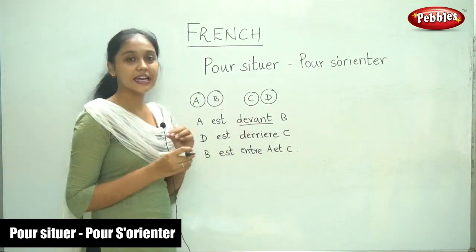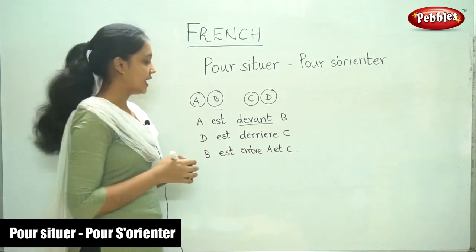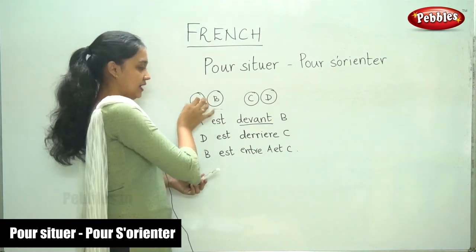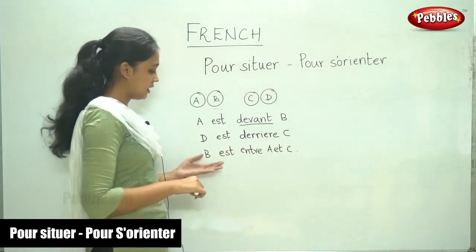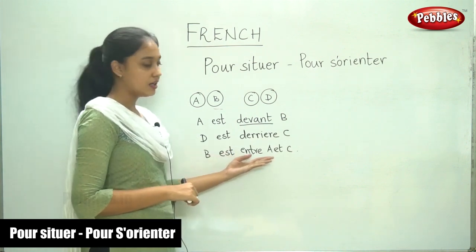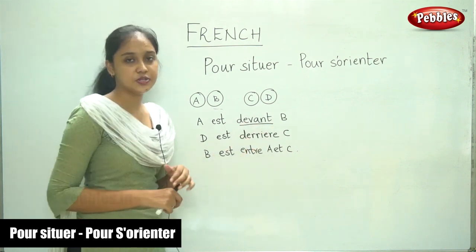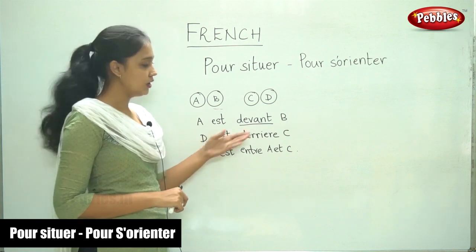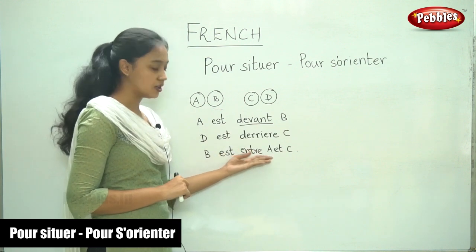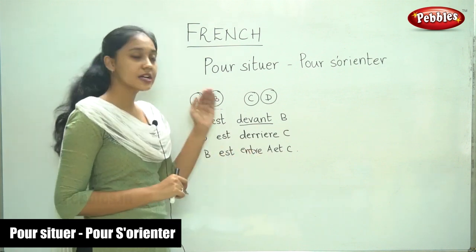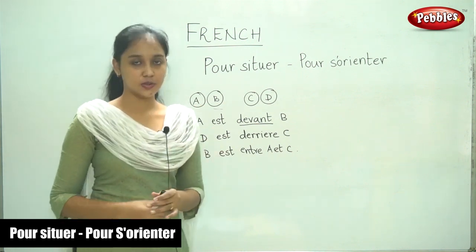So, this is how we explain the orientation of objects. So, in this case, for this example, A est devant B, D est derrière C, B est entre A et C. So, these are three words you need to learn: before or in front of, after or behind, and entre or in between. So, there are some other words you can use to describe the orientation. We will see those other words as well.